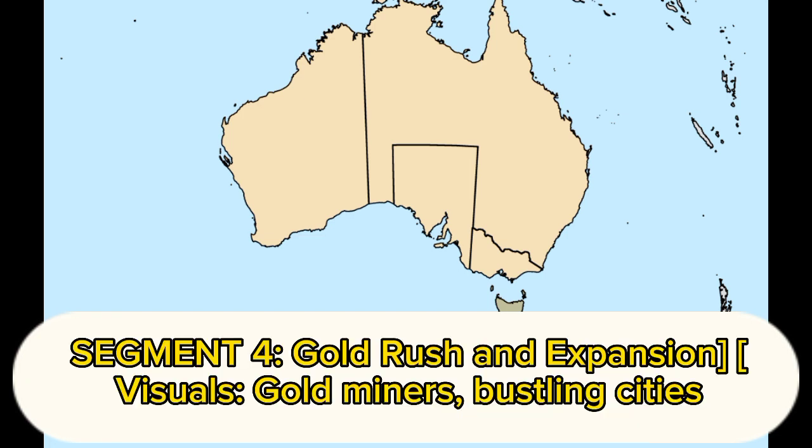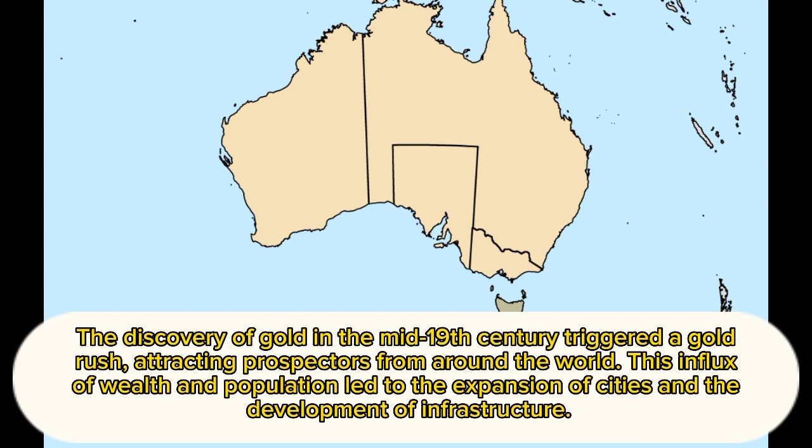Segment 4: Gold Rush and Expansion. Visuals: gold miners, bustling cities. The discovery of gold in the mid-19th century triggered a gold rush, attracting prospectors from around the world. This influx of wealth and population led to the expansion of cities and the development of infrastructure.